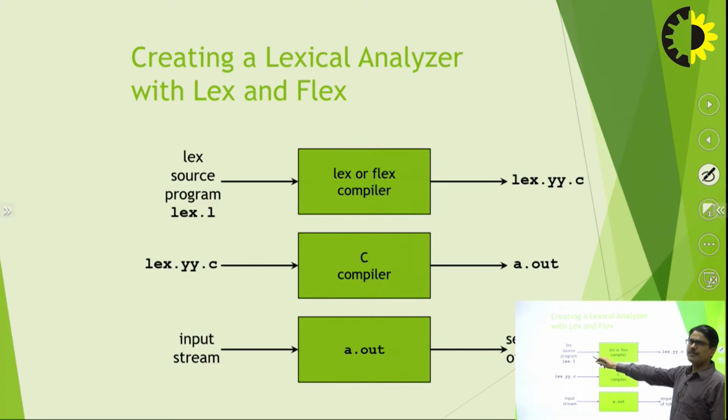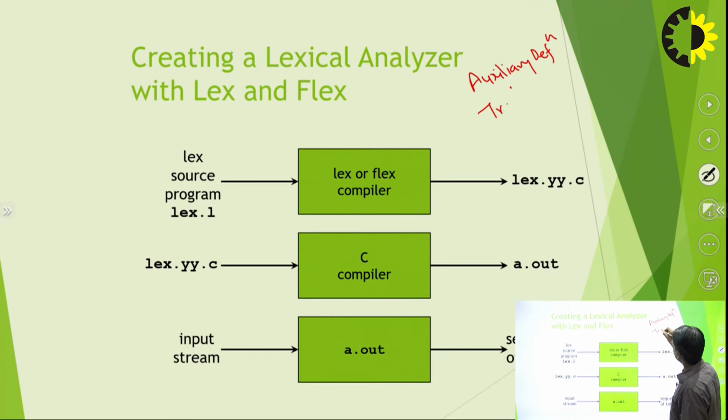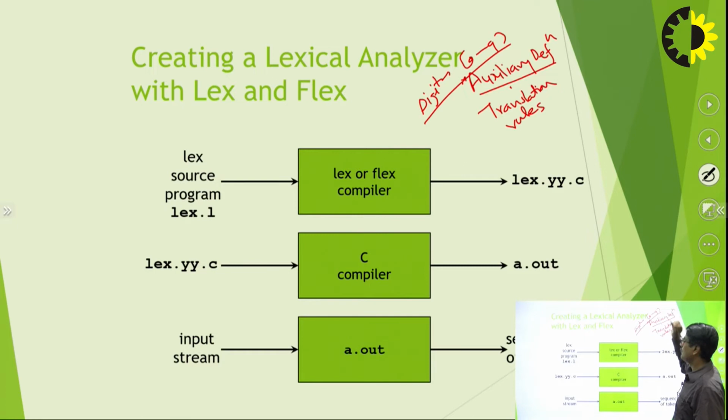The source program will be taken. What is a Lex source program? A Lex source program contains auxiliary definitions and translation rules. Auxiliary definitions are whatever we use as regular definitions. For example, if you are talking about digit, then digit equals 0 to 9. This is basically your regular expression.